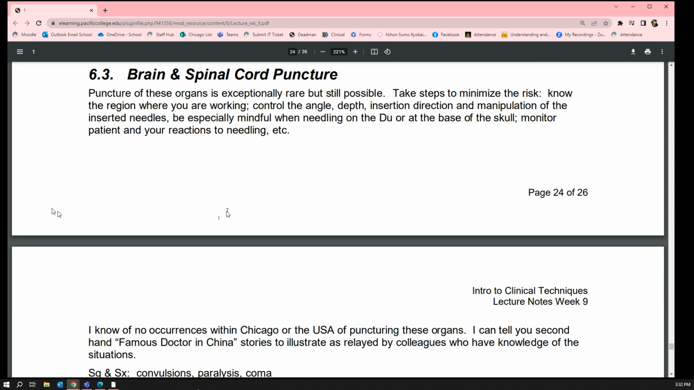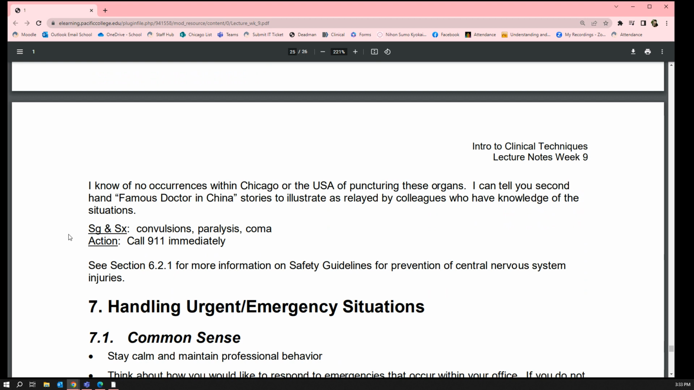All right, last one here is brain and spinal cord puncture. Again, exceptionally rare, but still within the realm of possibility. Take steps to minimize the risk. Know your location, know your angle, depth, and insertion direction and manipulation. With this, in particular, the brain and the spinal cord, be particularly mindful when needling on the Du channel or at the base of the skull. I'll talk to you a lot more about this in Needle Tech.